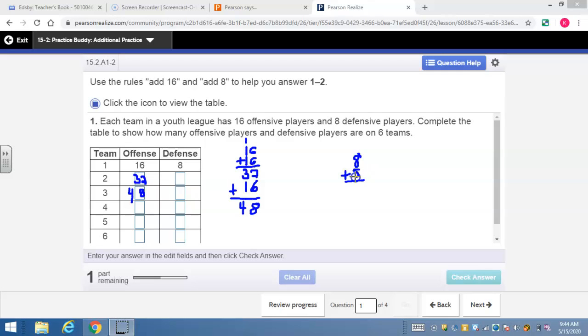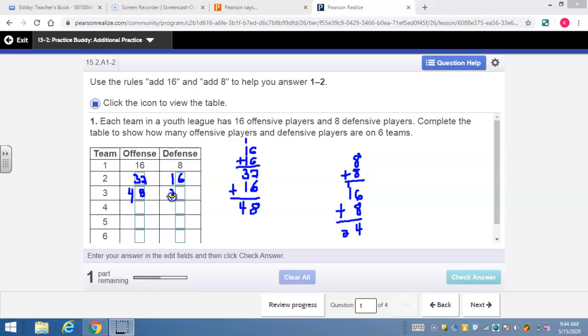So hopefully you know this. This is a doubles fact. 8 plus 8 is 16. So I'm going to put here 16. And then I just need to add another 8 for my 3rd week. Notice this is the same as multiplying by 8s, isn't it? 6 plus 8 is 14. I have to regroup. 24.